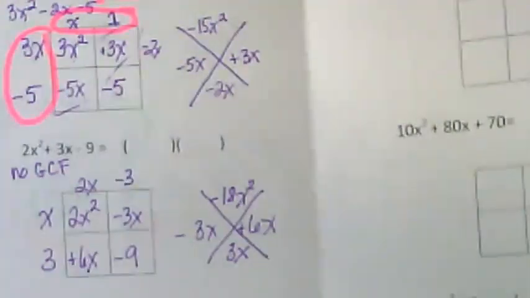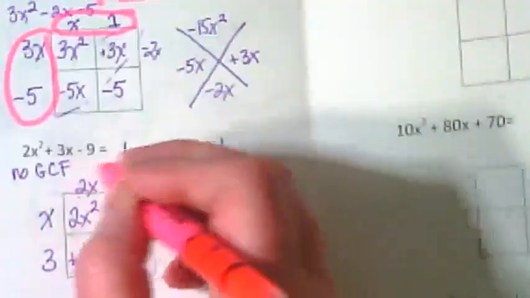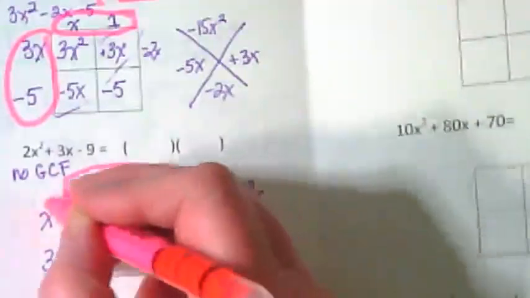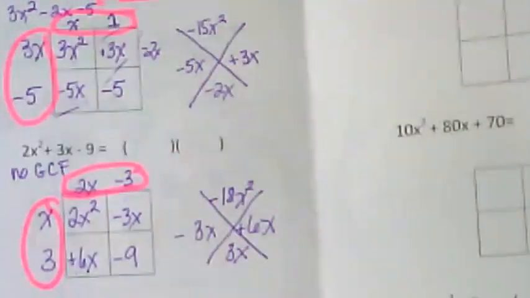Again, our answer is what is on the outside. These two together and these two together are our parentheses.